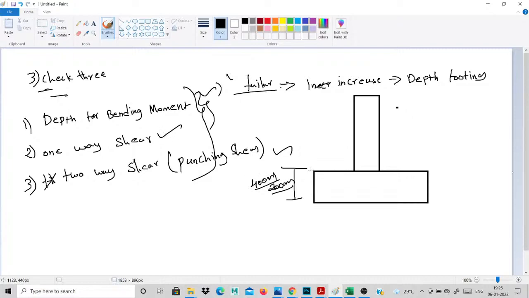Then there is a minimum value for the depth. The minimum value of the depth is 150 mm. A higher value will be provided based on your soil condition, load and moment, but the minimum value is 150 mm for your foundation. You can refer to the SP34 code book also. The minimum value is 150 mm, and the maximum you go for is based on your depth and all the other things.